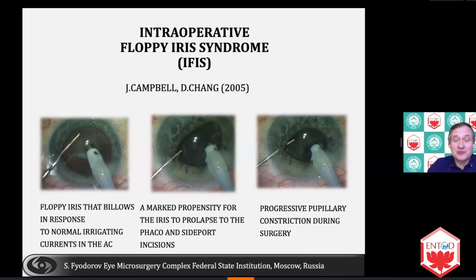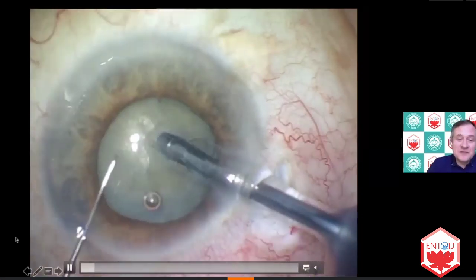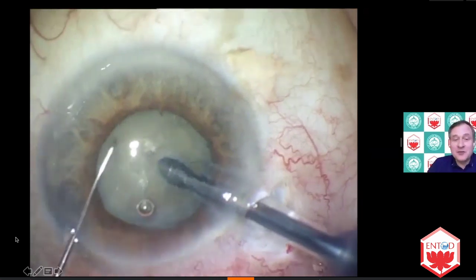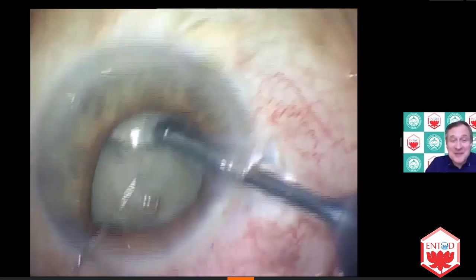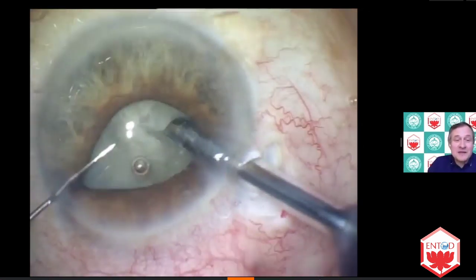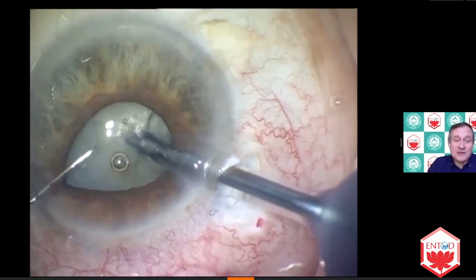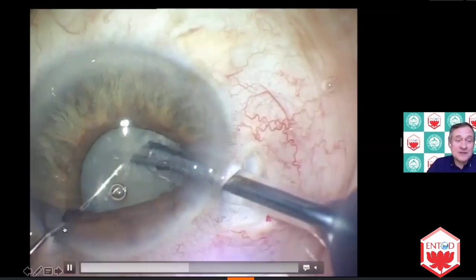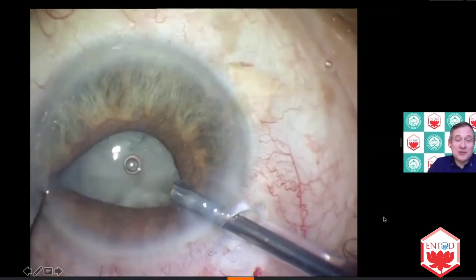So this is a very, very typical triad, which happened to many before 2005. However, it was described nicely by this great team. And you see here at the beginning of the case, the pupil is not very small. However, this is the Indian and at the same time Russian cataracts, which is not infrequent in my clinic. And we see that as soon as viscoelastic was aspirated, the pupil starts to constrict and it goes into the side ports incision. The iris is incarcerated, and this makes the situation quite challenging.